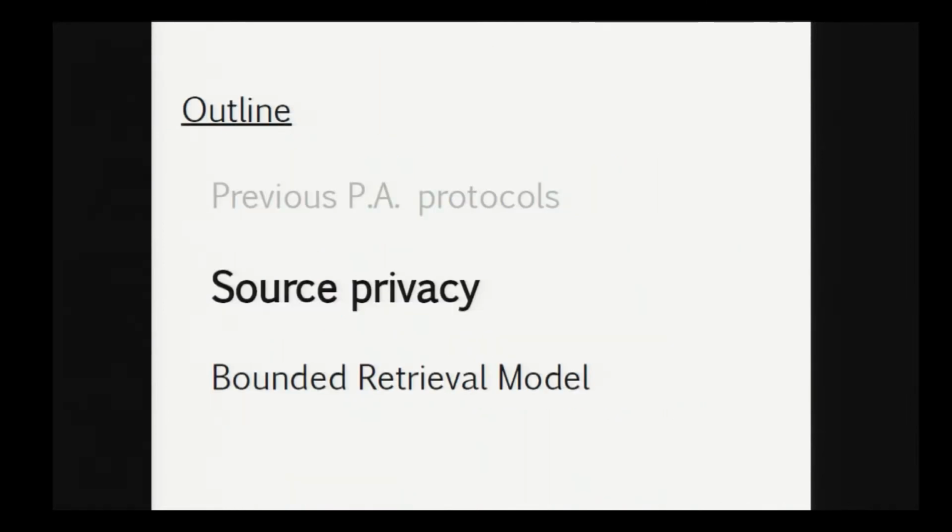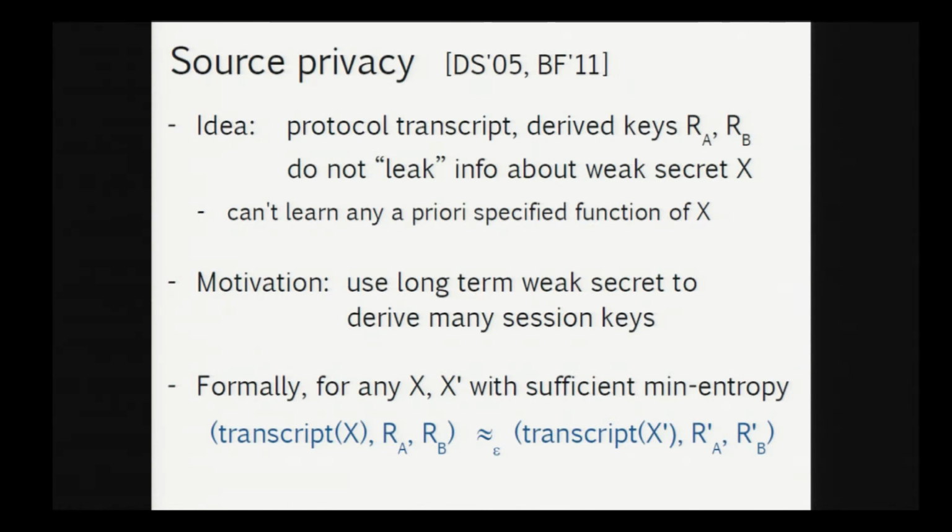And so now let me tell you about 2 of our results. Okay, so first in the setting of source privacy, let me explain what I mean. I mentioned it just informally at the beginning. The idea of source privacy is that not only can Eve not learn the secret keys R that Alice and Bob agree on, she in fact can't learn any useful information about the weak secret X. Another way of stating this is that she cannot learn any a priori specified function of X. Okay, and so this is formalized by saying that for any 2 distributions X and X prime that have sufficient min entropy, the distribution of the protocol transcript and the secret keys is statistically close in either case.